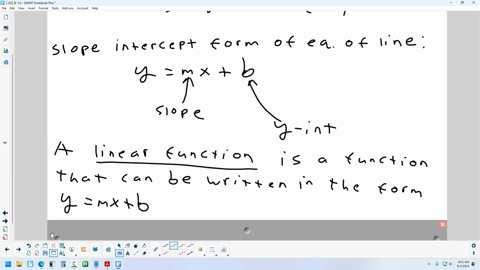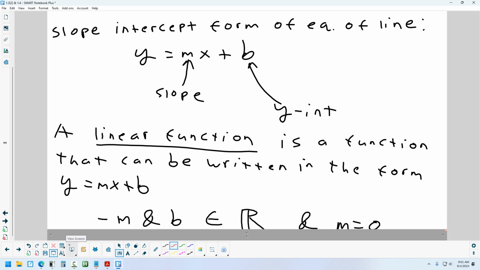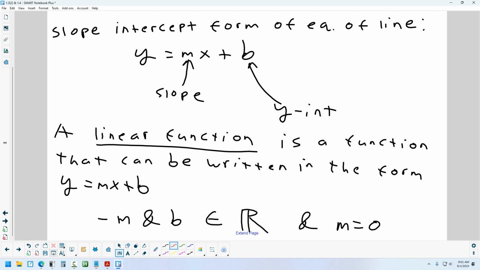So anything that you can write in the form y equals mx plus b is what we call a linear function. Okay? Even if it's not written exactly in y equals mx plus b, but it can be rearranged so the y is by itself, that is the equation of a line. So what's important when we write something in y equals mx plus b? This is just basically telling us what m and b are.